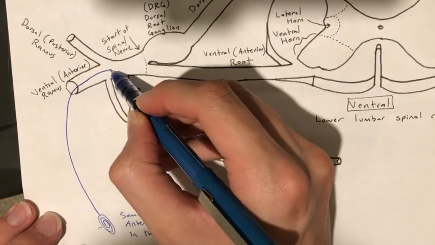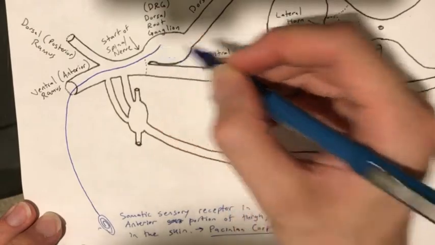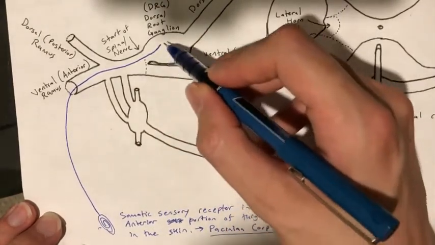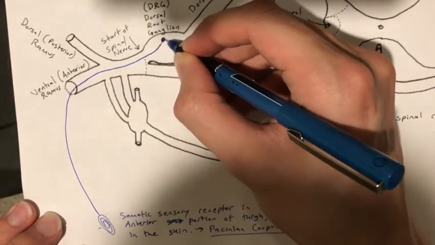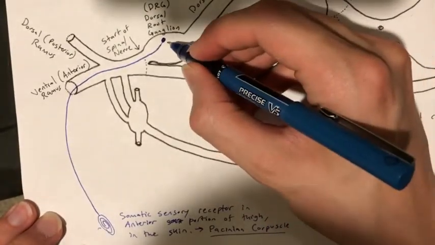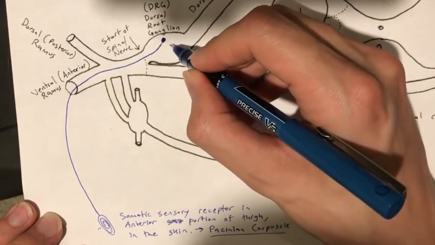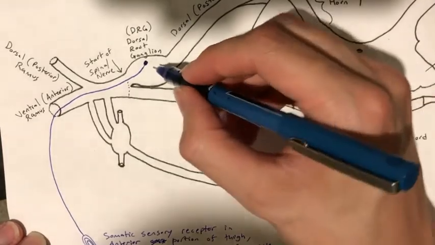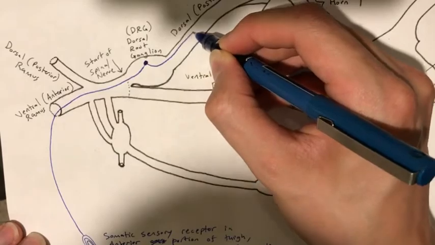So we can continue drawing our neuron here. It's going to enter the DRG. It's not going to enter this ventral root. It stops in here. Remember, ganglions are where there are a lot of cell bodies. So I'm going to draw this thick dot here to represent the cell body of this neuron. And then the axon will continue through the dorsal root.